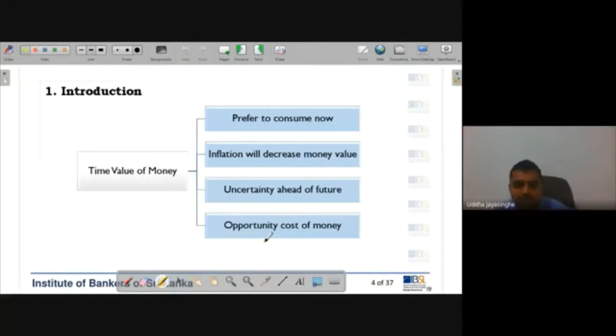Right, so these are the ingredients that we discussed a moment ago. The first one: you prefer to consume right now. That's the rational human being's expectation. And inflation, as we discussed, will decrease the money value. Over time, if you have 100 right now, it is going to cost you more. That 100,000 became 101,500 after 3 months. So if you are given the same 100,000 at two different times, right now versus sometime after, it's not going to be worth the same.